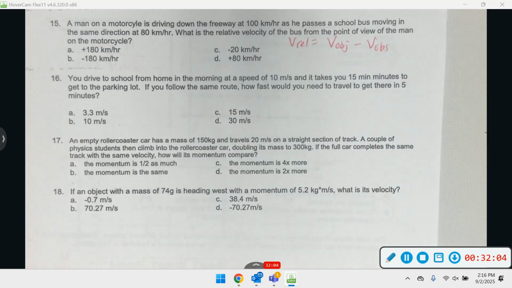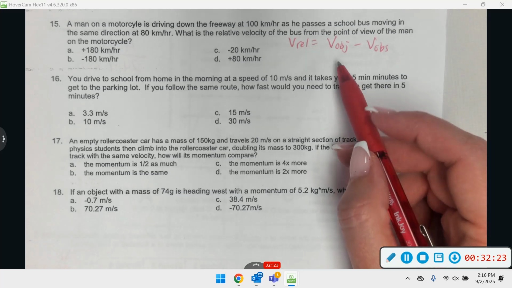Okay, or think about it logically. I told you about 3 different types of scenarios. If you are passing someone, which is what the motorcycle is doing, he's passing the bus. That bus will look like it's moving backwards at a slower speed. There's only one option that shows that. Okay, but if you go back to the equation, you can prove it mathematically.